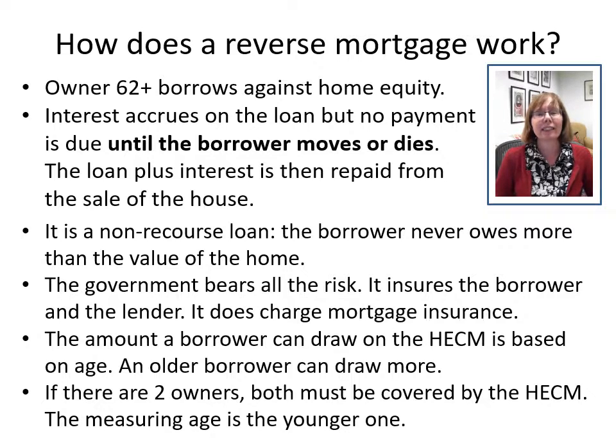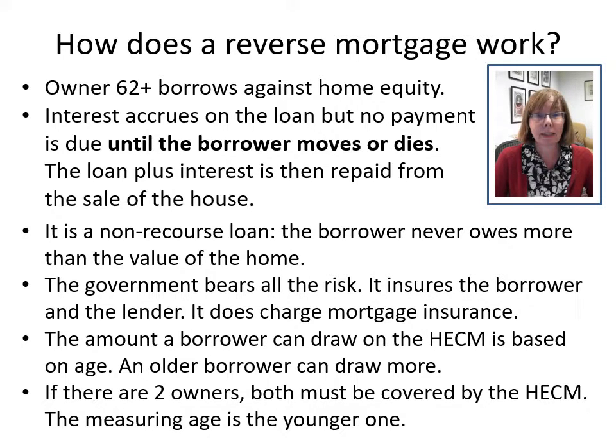Okay, here's some more detail on how a reverse mortgage works. First of all, it's a product only for older people. You have to be over 62 to get a reverse mortgage at all. And the idea is you borrow against your home. You can take out the loan in the form of a lump sum, or an annuity, or a line of credit. You have to pay nothing back on that loan until you move out or die.